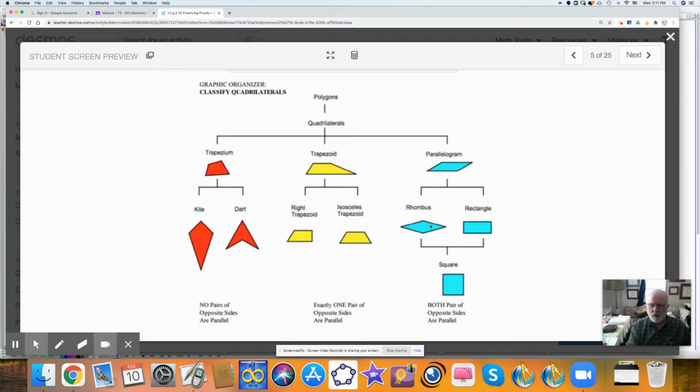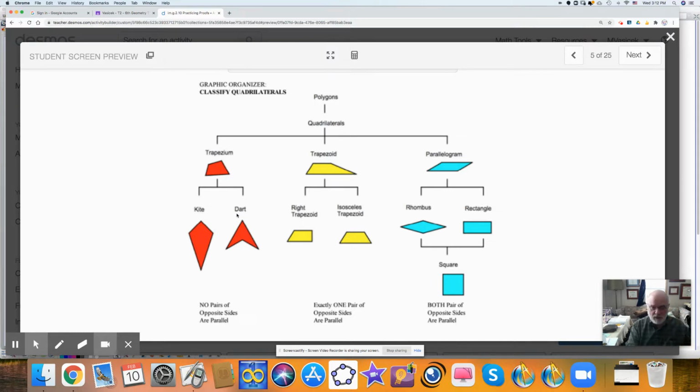Like the rhombus, all four sides are congruent. Rectangle, all four angles are congruent. The square is the product of both of those two, so it has all the properties of its parents. A right trapezoid has two right angles, 90 degrees, 90 degrees. It can't have more than that, because then it would not be a trapezoid. Isosceles trapezoid, you're familiar with isosceles triangles. It means that the two legs, which are the sides that are not parallel, are congruent.